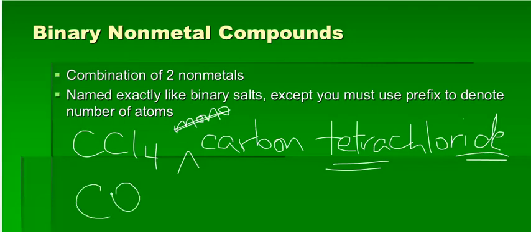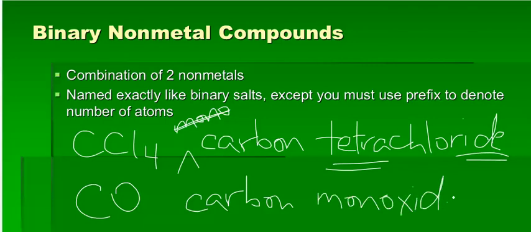However, if my compound's like CO, you have to use mono for the second one. So I would have to include carbon monoxide. I would have to use that prefix for the second element. So carbon monoxide for that one.